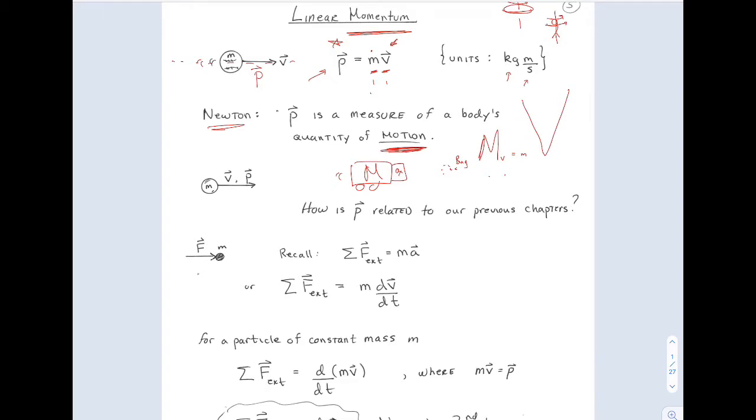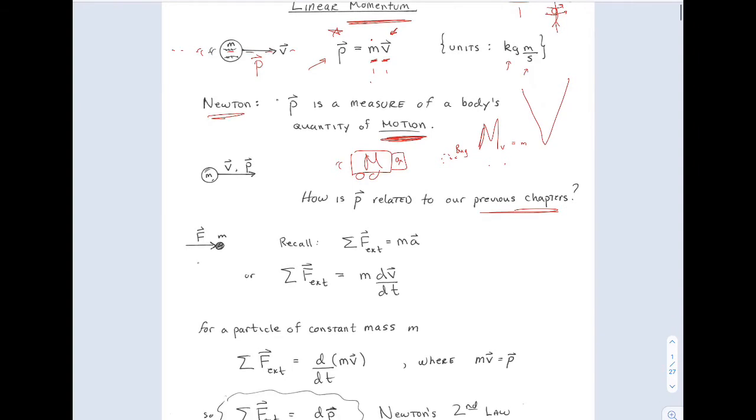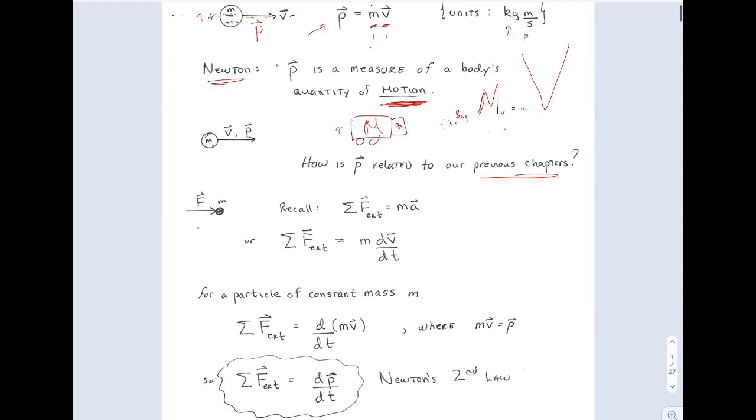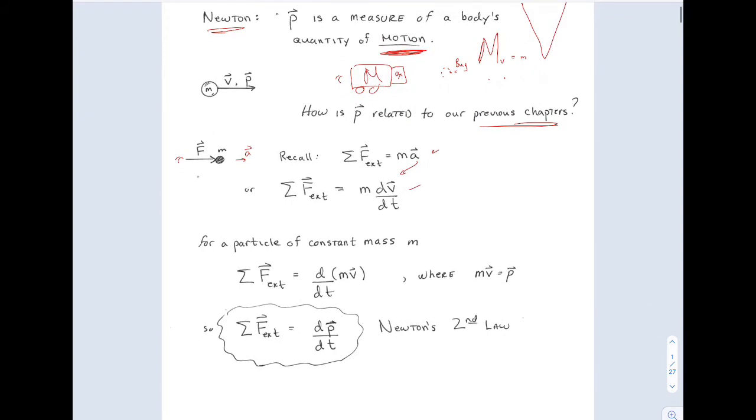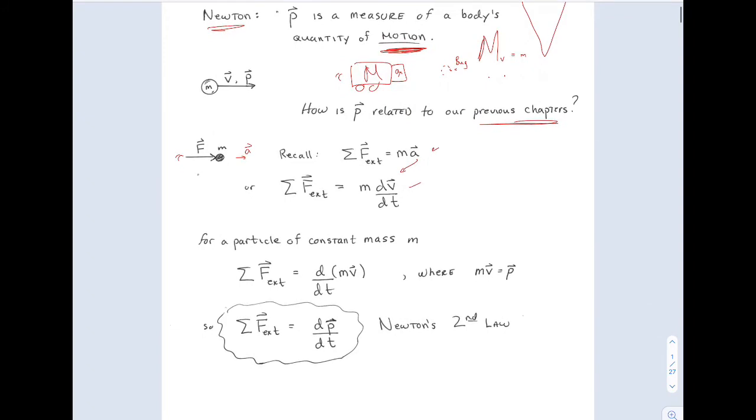Okay, so now we have this new quantity, momentum. We want to know, how is it related to the old stuff? In the old chapter, we had a mass. We said you applied a force, and the object accelerated. That was Newton's second law. So I'm going to write Newton's second law, but I'm going to write my acceleration as the time rate of change of velocity. For this part of the chapter, we'll have an object of constant mass, like your glider or something like that.